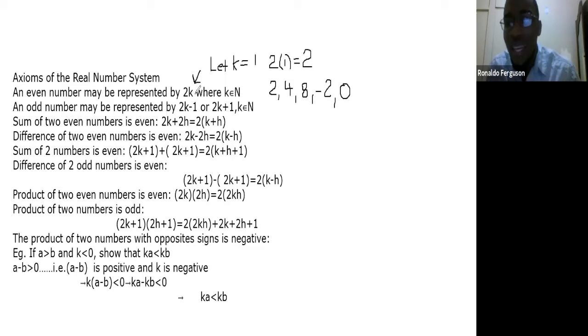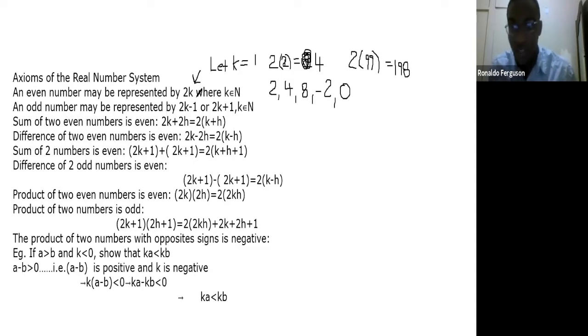If you choose any value for k, let's say k equal to 2, you get 2 times 2 is 4. If you choose k equals 0, you get 2 times 0 is 0. If you choose k equal 99, you get 2 times 99 is 198, and 198 is still an even number. Any number that is expressed in the form 2k, where k is an element of natural number, we say is an even number. So that's the first axiom of real number: any even number may be represented as 2k.